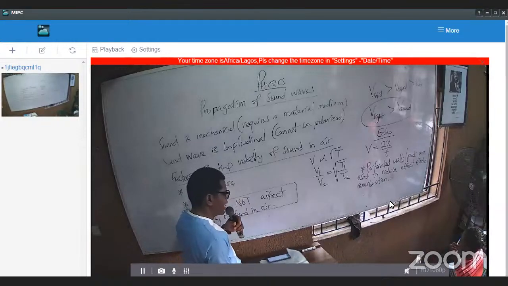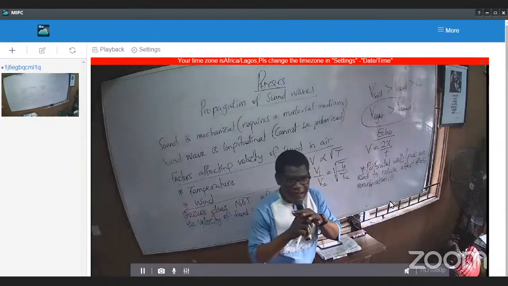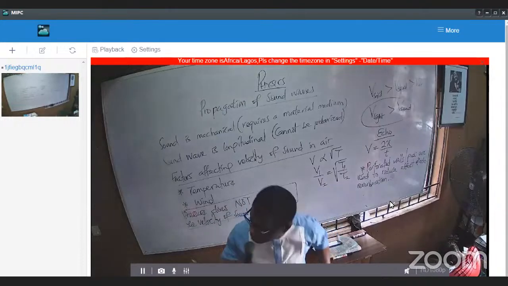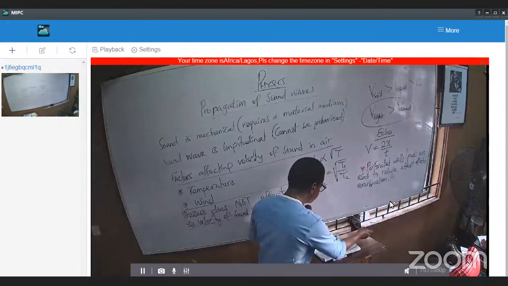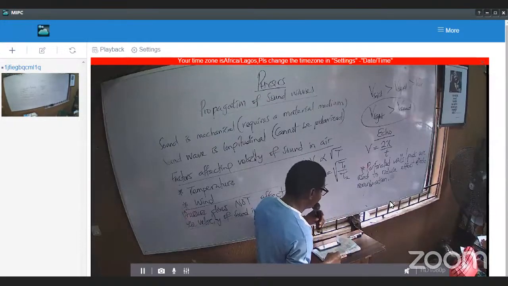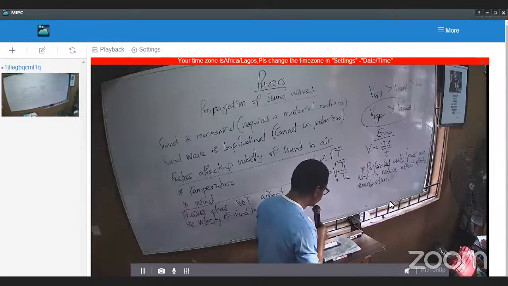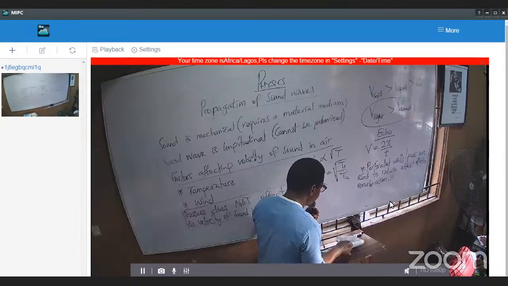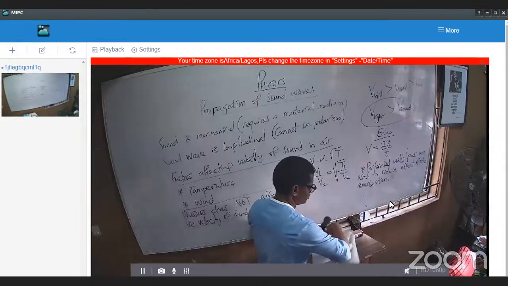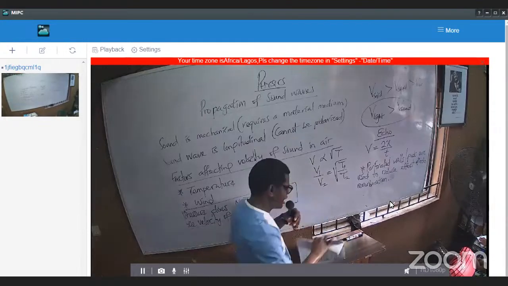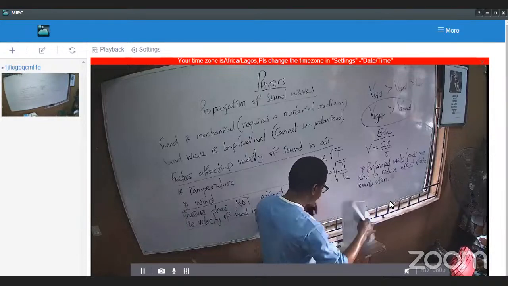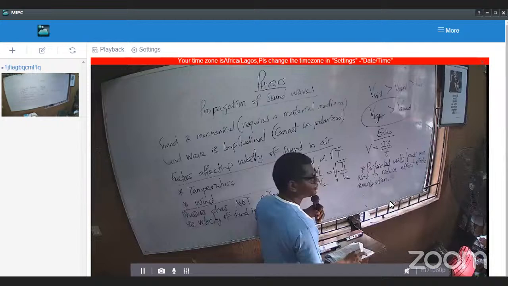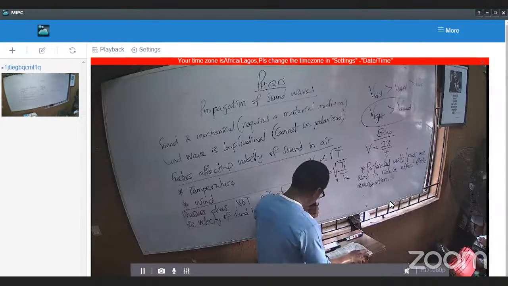Question 1. A cannon is fired from A. After how long is the sound heard at the town B?